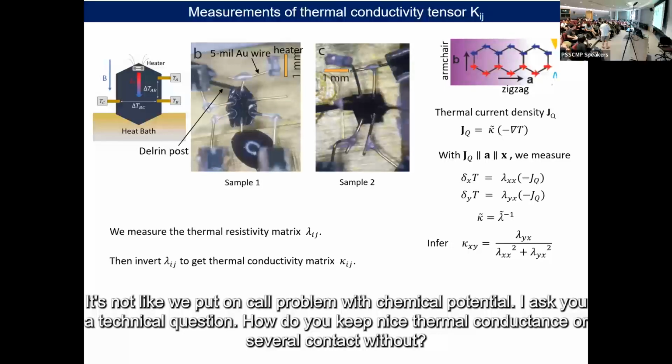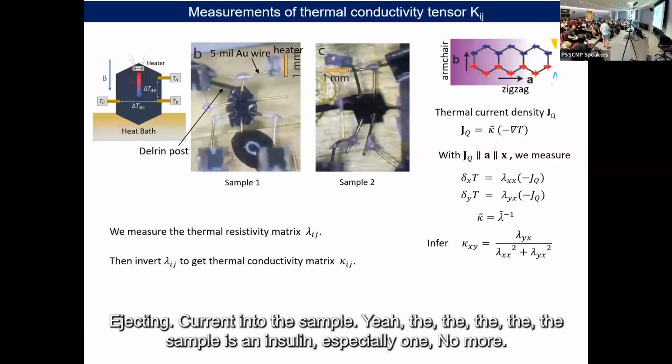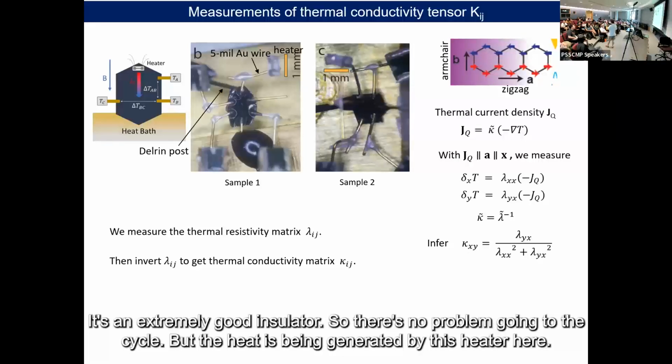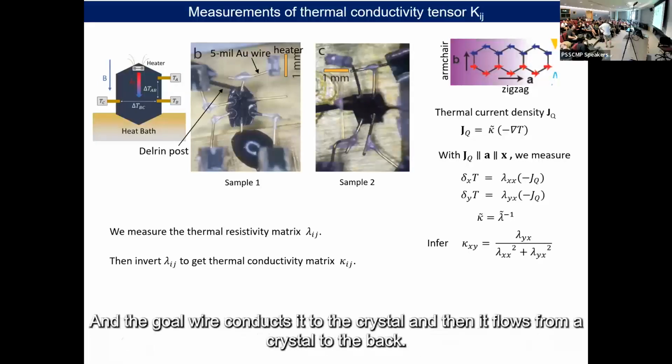May I ask a technical question? Sure, yeah. How do you keep nice thermal contact without injecting the current into the sample? No, the sample is an insulator, especially at 1 Kelvin and lower. It's an extremely good insulator. So there's no current going into the sample. Okay. But the heat is being generated by this heater here. And the gold wire conducts it to the crystal, and then it flows through the crystal to the bath.